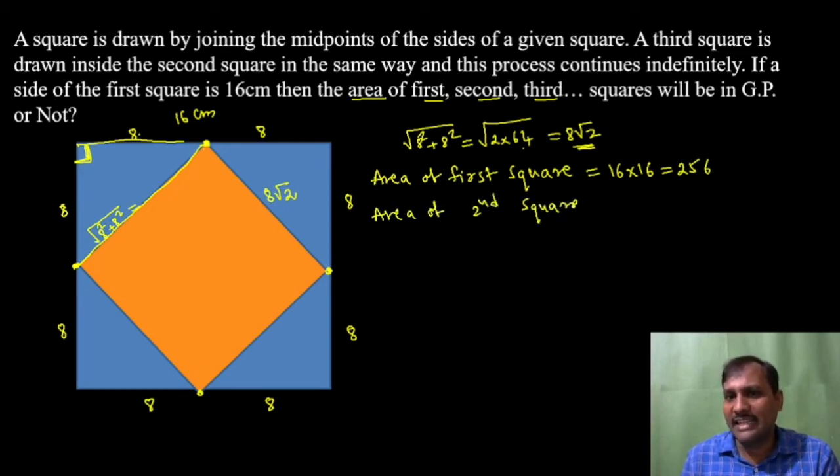What is the side of the second square? 8 root 2. So 8 root 2 into 8 root 2, which is equal to 8 8s are 64, root 2 into root 2 is 2. 64 into 2, which is equal to 128.